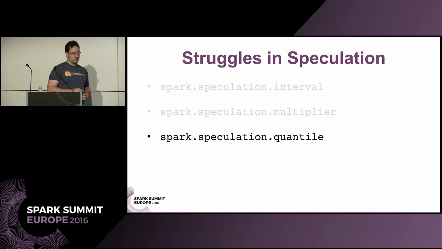And the last item here is Spark speculation quantile. And that's going to have a default of 75% right now. What that does is it says 75% of your tasks have to complete before we even start thinking about speculation. We'll have enough data by then. But you also don't want to start pulling too early.